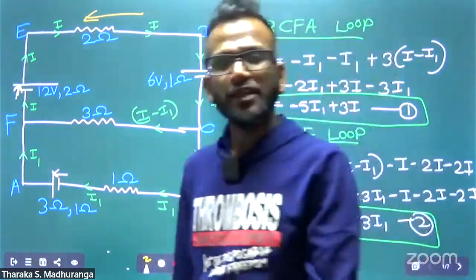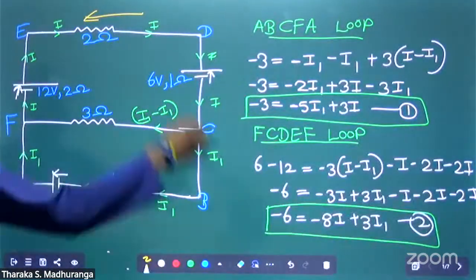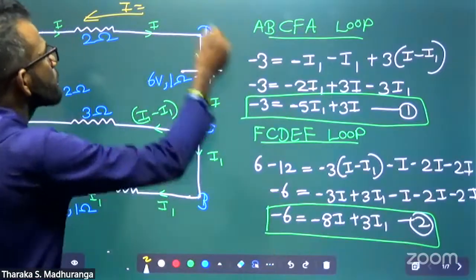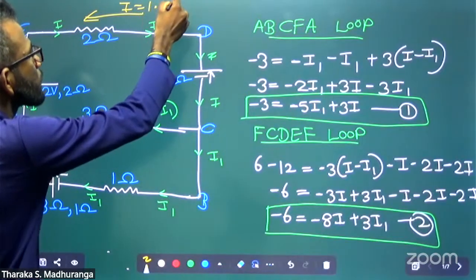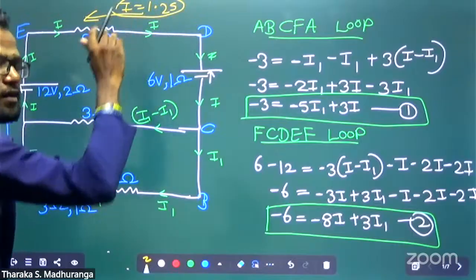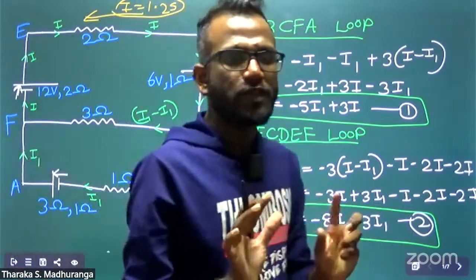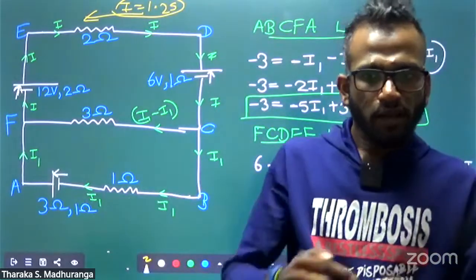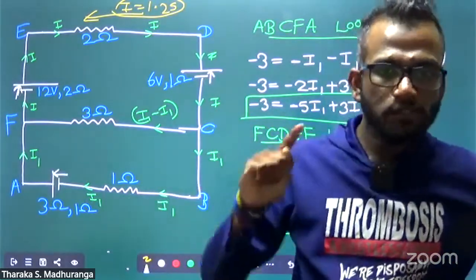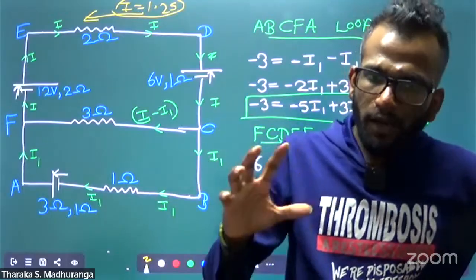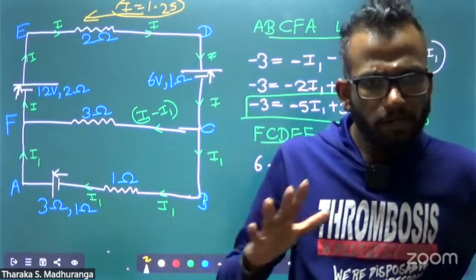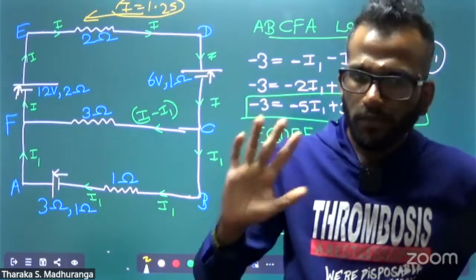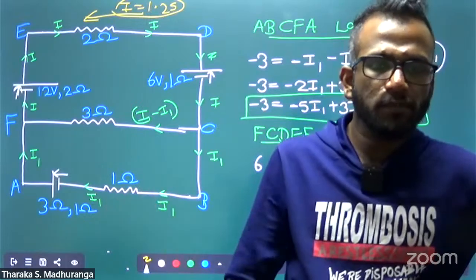Yes. Then your I value is minus 1.25. That means the magnitude of the current is 1.25. Your direction should be opposite. The sign means the current direction should be opposite. The way you marked it is wrong, but in the exam that's not a problem. If a minus value comes, your current direction should be opposite.